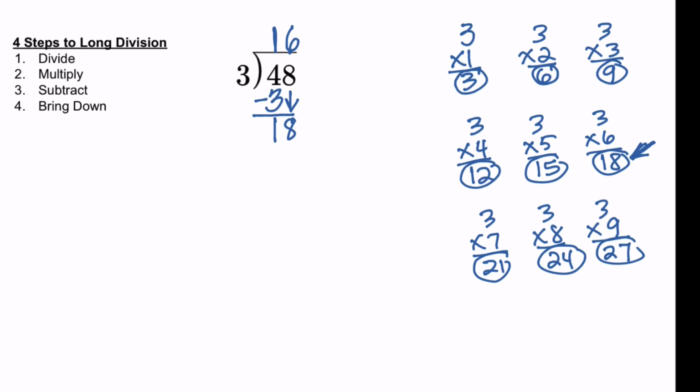Now you go to the second step, which is to multiply. And so we have 6 times 3, which is 18. Let's subtract. And we have 0 as a remainder. So they should understand that the answer is 16. Okay? Let's do another problem.